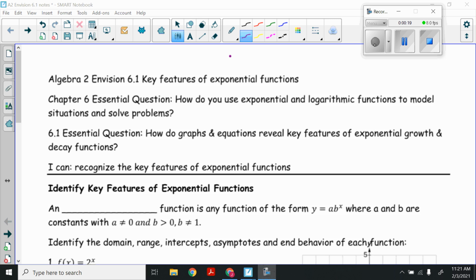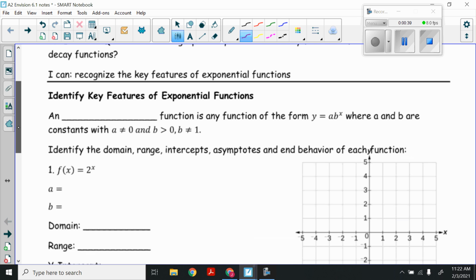6.1's essential question, how do graphs and equations reveal key features of exponential growth and decay functions? After 6.1, you should be able to recognize the key features of exponential functions. We're going to focus today on graphing exponential functions, and that's all that we're going to focus on today. Okay? So let's start out and talk about what is an exponential function.